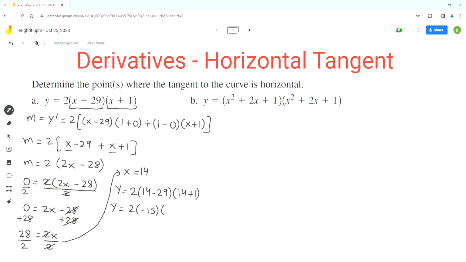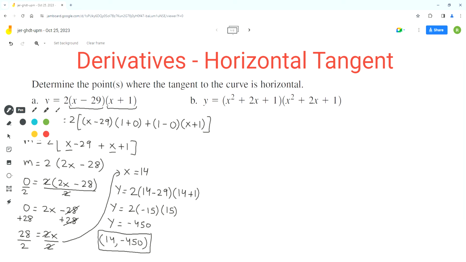And 14 plus 1 is 15. So now we have to multiply these numbers. So 2 times negative 15 times 15, which is equal to negative 450. So that means the point where the tangent is horizontal to this curve is (14, negative 450). So this should be the final answer for part A.